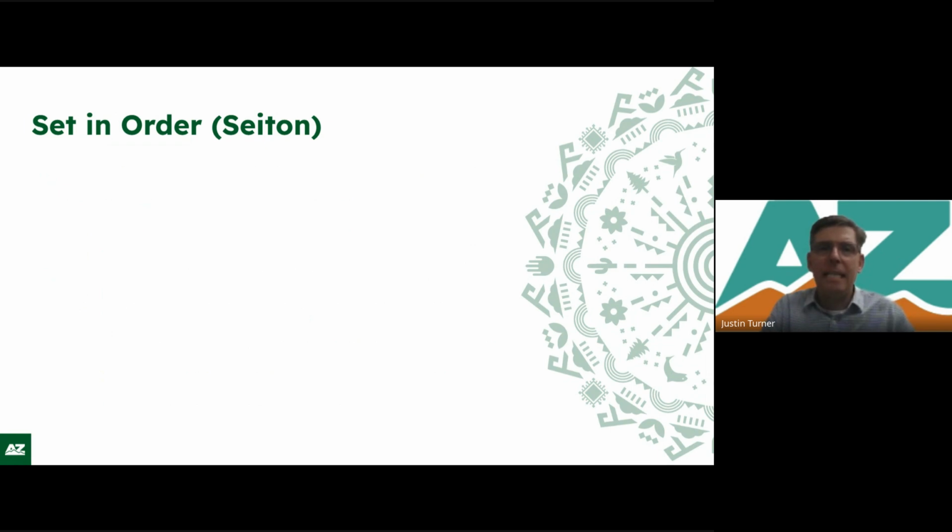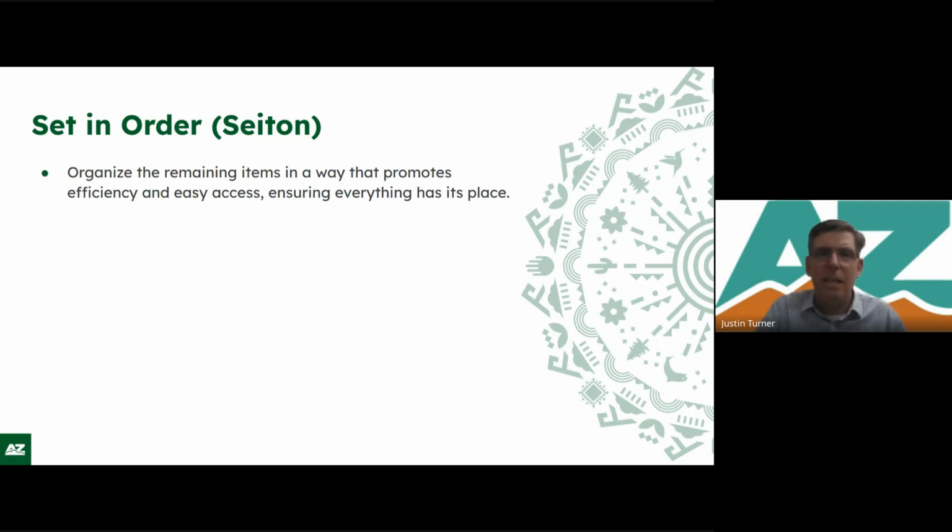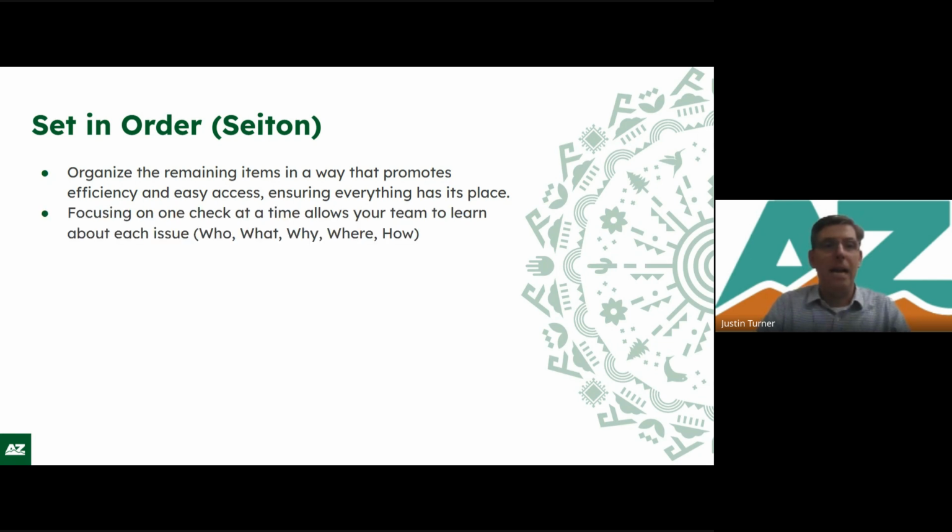So the next step is to set an order. And I want to emphasize, this isn't the only way to do things. There is no right way. As I go through, this is just one way to go about doing it. The key in all of this is to make sure that you have some type of repeatable process. So Seiton, I shouldn't try to speak Japanese because I don't know how to pronounce it, but set in order. This is about organizing everything that's left, doing it in a way that makes it efficient, easy to access, and ensures that everything has its place.